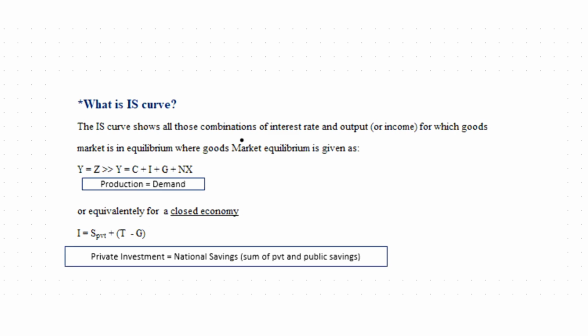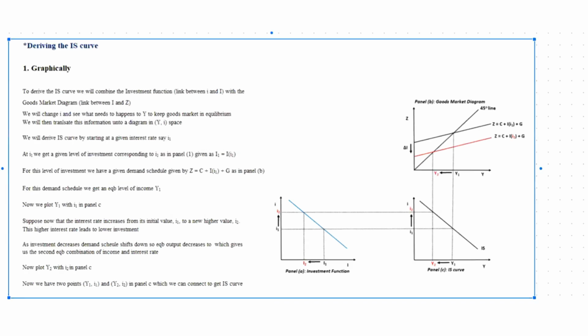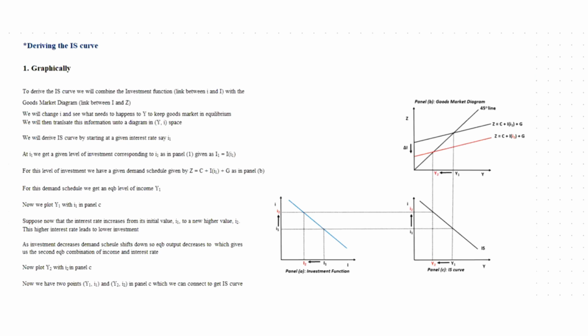Now let's graphically derive our IS curve. To graphically derive the IS curve, we will combine the investment function, which gives us a link between investment and interest rate. This is the investment function in panel A, with the goods market diagram in panel B, which is the link between investment and demand. So we'll link our investment function in panel A, which links investment and interest rate, with the goods market diagram in panel B, which links investment with demand.